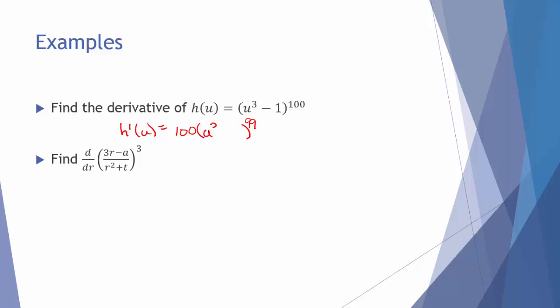Do not touch the inside function, and then multiply times the derivative of the inside function. And the derivative of u cubed is 3u squared, and the derivative of 1 is 0. And you can just leave it like that.